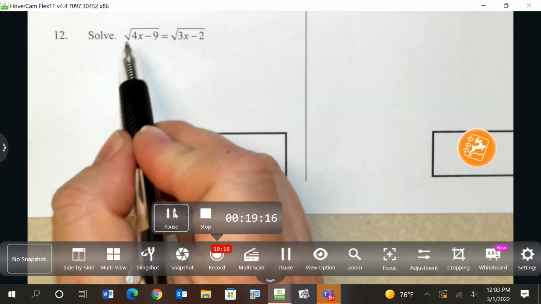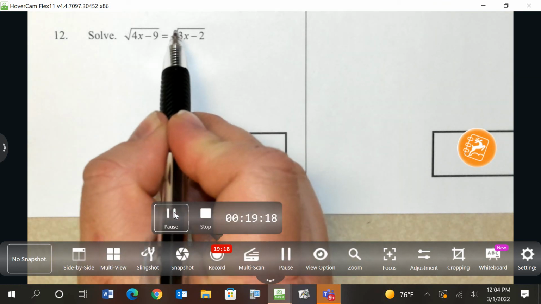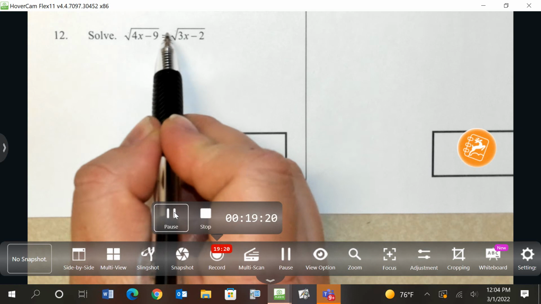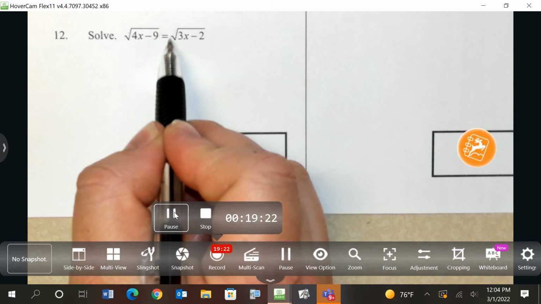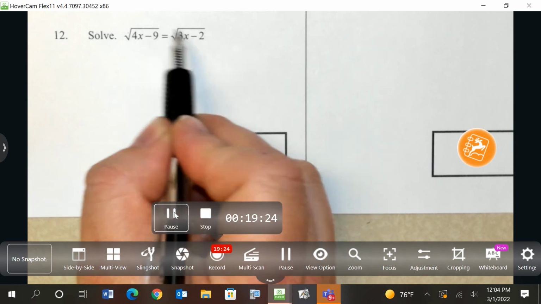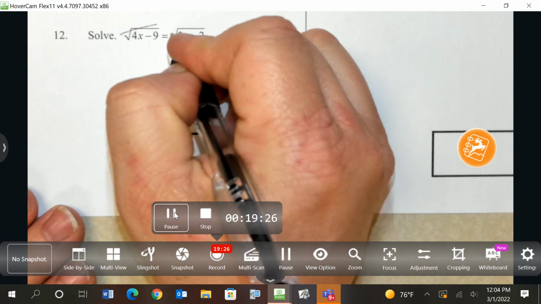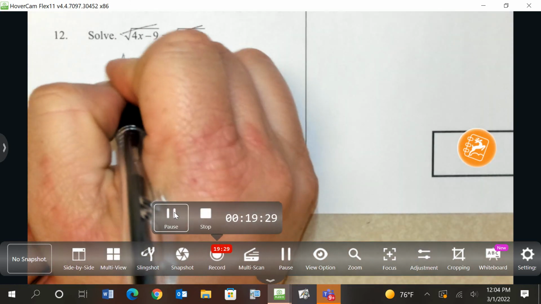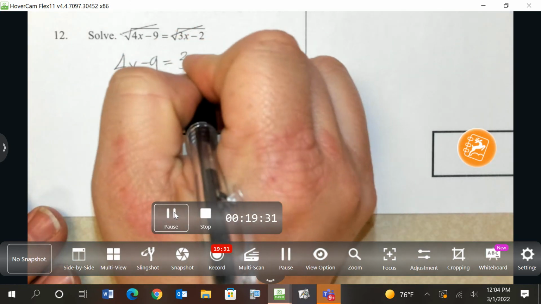12 is nice, regardless what the nth root is, as long as there's something not in front or in back. There's not something extra in here in front or in back. When you have the same nth root, we're able just to wipe out the radicals, and we have 4x minus 9 equals 3x minus 2.